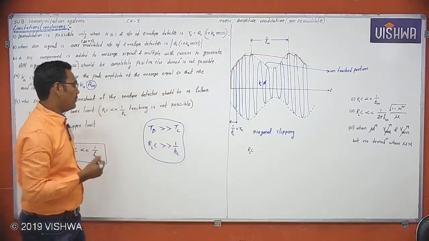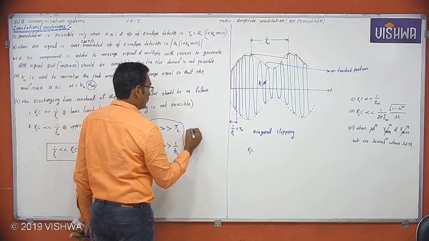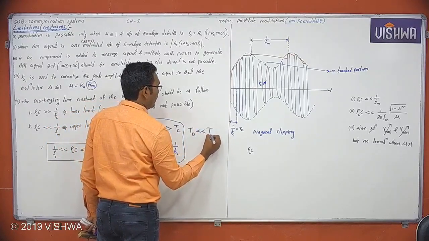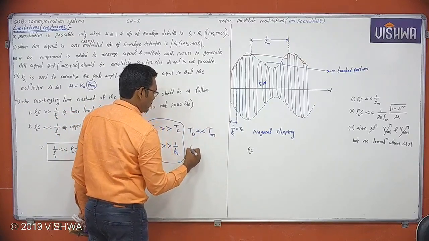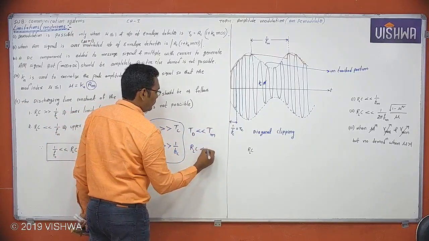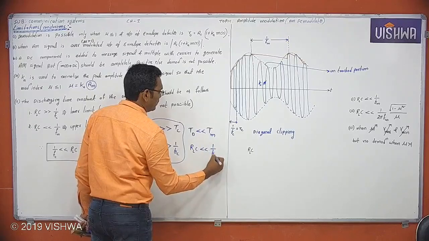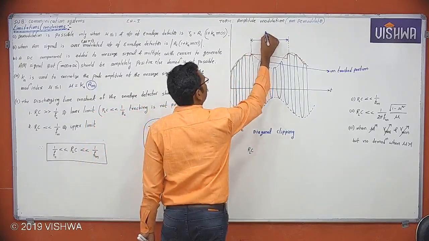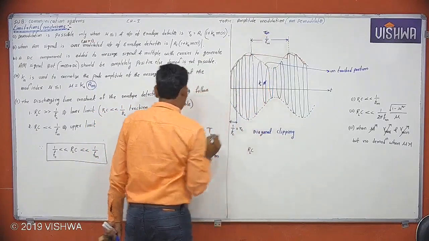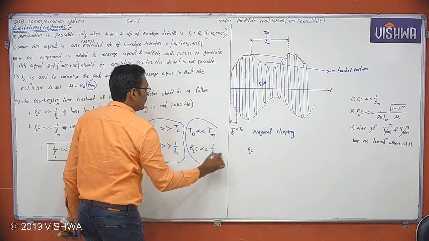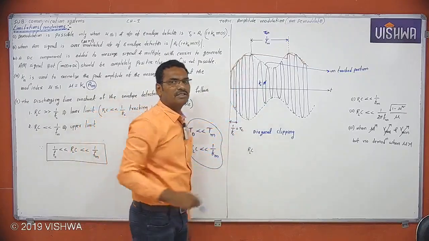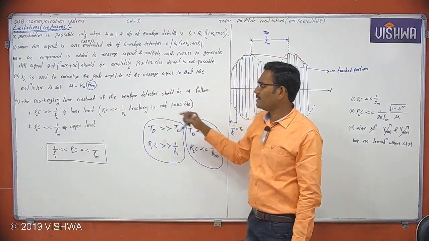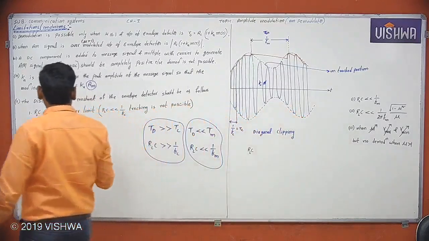What is the lower limit? This discharging time constant should be compared with the time period of the message signal. Now this RL into C, the time period of the message signal is 1 by FM. So these are the conditions such that the charging and discharging are properly done in such a way as to track the signal. Okay.